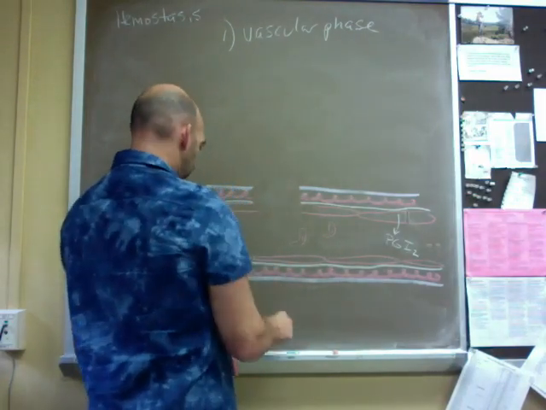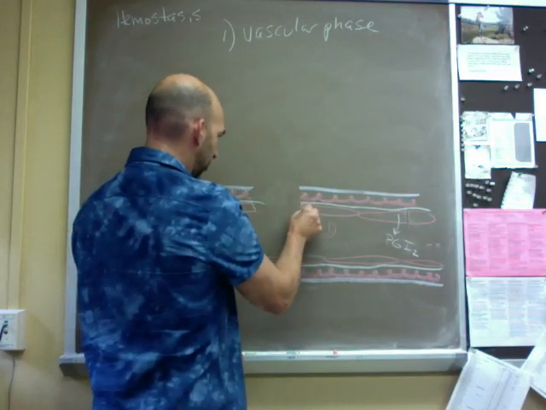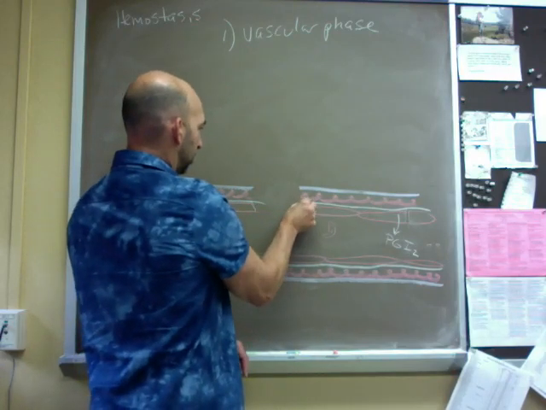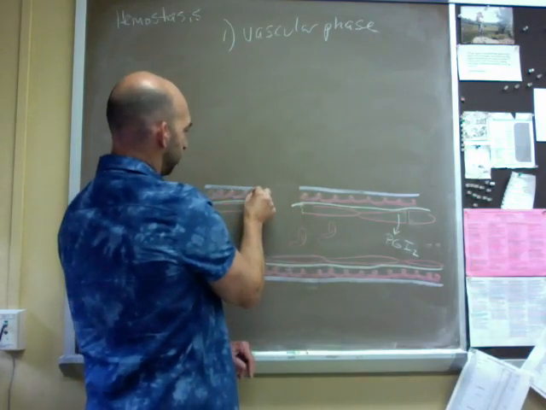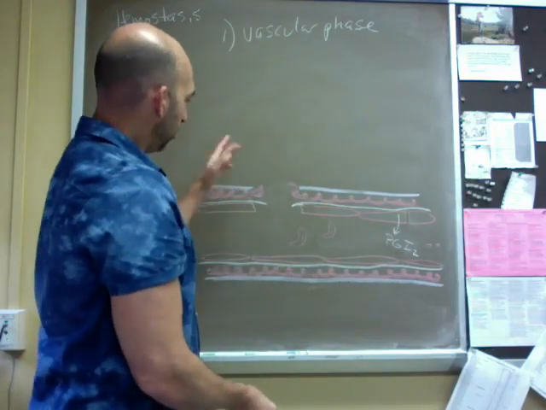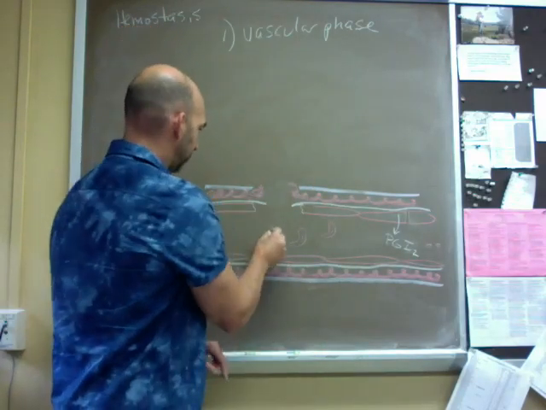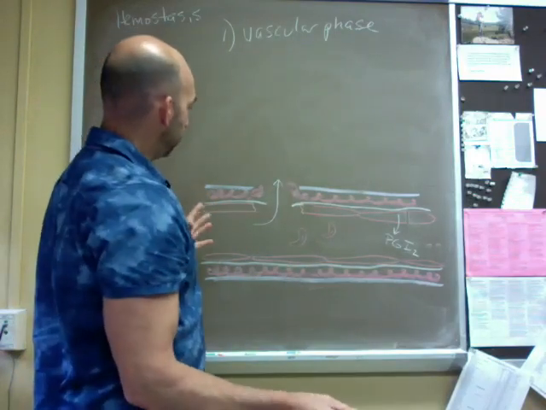Right? Our endothelium is now, so this cell's torn. This cell's torn. Our basement membrane is now exposed. Even the smooth muscle is torn, right? Connective tissue is torn. And so blood is leaking out of this vessel. Not good, right? So we have to stem that loss.